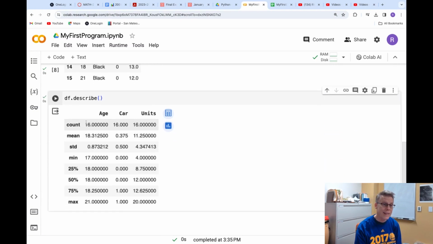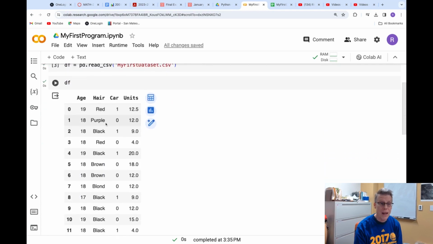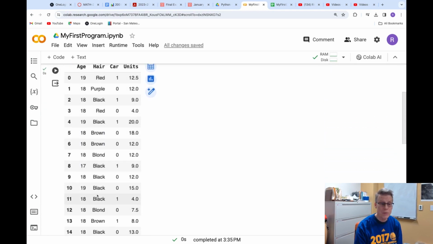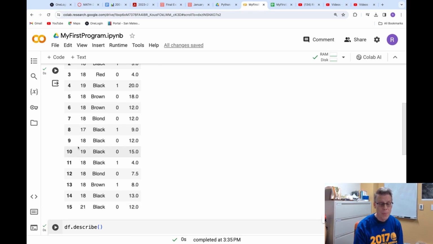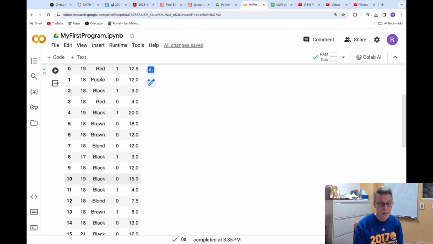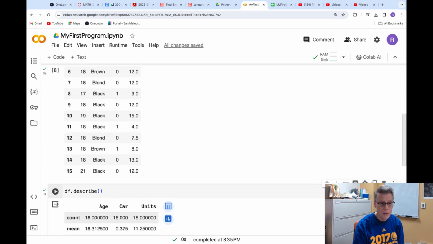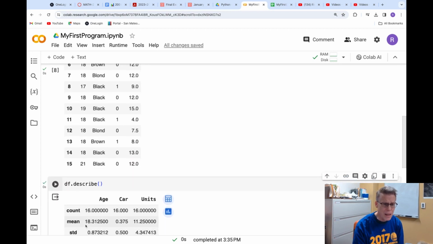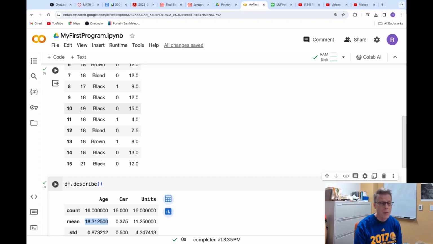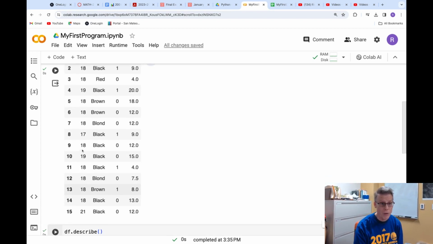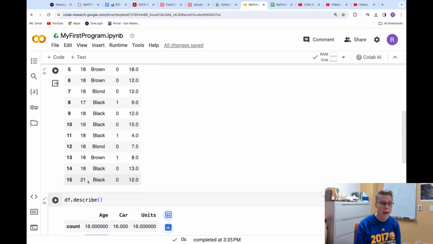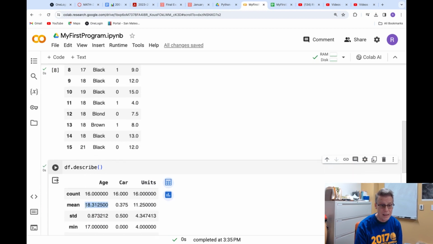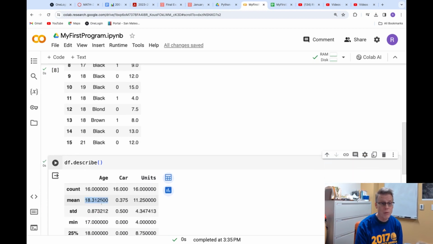But what it does is it counts, and you'll notice that there are 16 rows here, starting at 0, going up to 15. So there's 16 individual people. That's what this count is for. And then mean is just another word for average. And so how do you get an average? You add up all the numbers and divide by how many there are. So when I add 19 plus 18 plus 18 plus 18 all the way down, adding all these up and then divide by 16, I get 18.3125.